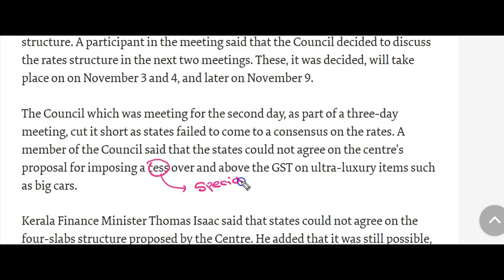Remember the term specific purpose because it carries a meaning. So cess is nothing but a tax levied for a specific purpose. Examples for the cess are Swachh Bharat cess, education cess, and so on. So these are the examples for cess.